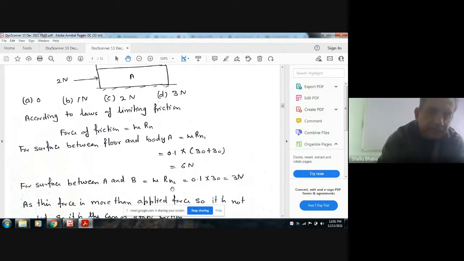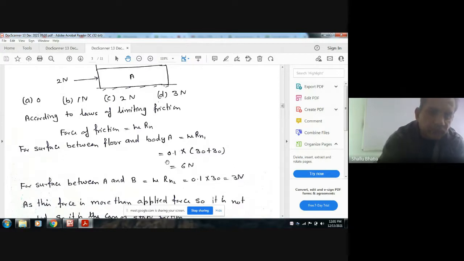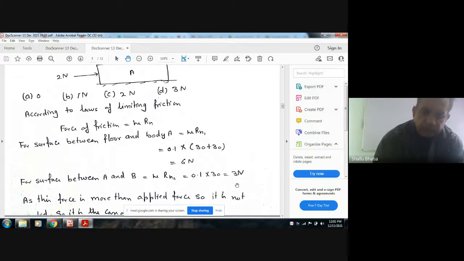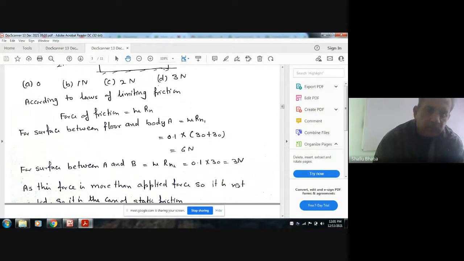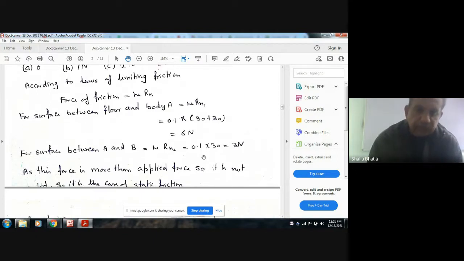Now, if we consider the friction between B and A, then the force will be 0.1 into 30, that is 3 Newton. So the force of friction comes out as 3 Newton between A and B, which is more than the applied force. So it is not a case of limiting friction. It is a case of static friction.